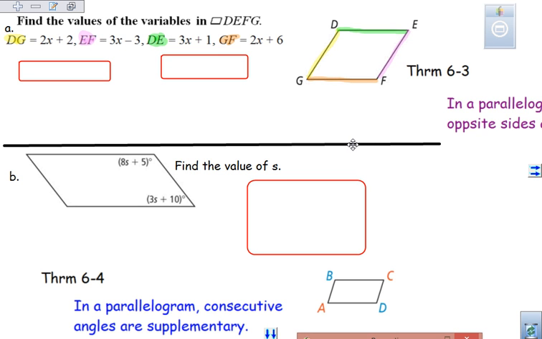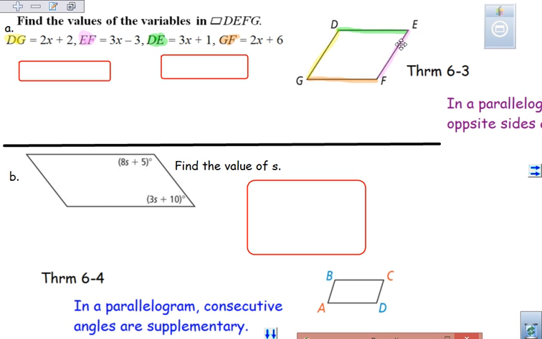Part A. Find the values of the variables in parallelogram DEFG. So I color-coded mine. The yellow side is 2x plus 2. Pink is 3x minus 3. Green is 3x plus 1. And orange is 2x plus 6.